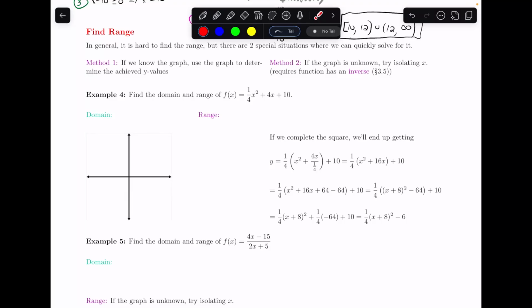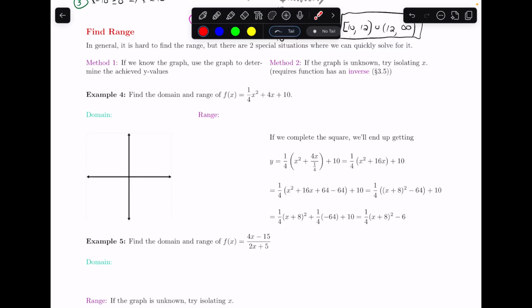In this video, we are going to learn how to find the range of a function. In general, it's actually quite hard to find the range, but there are two special situations where we can quickly solve for it. The first method is if we know the graph, or we can graph it pretty quickly, we can use the graph to determine the actual y values we achieve.